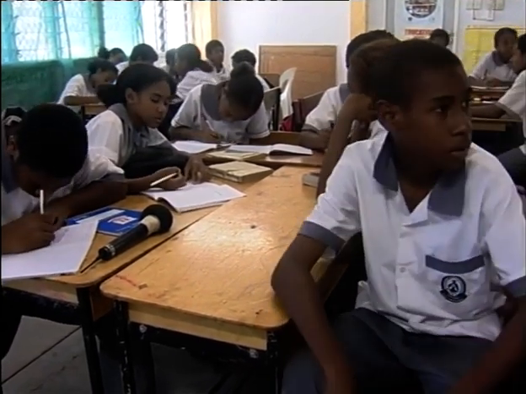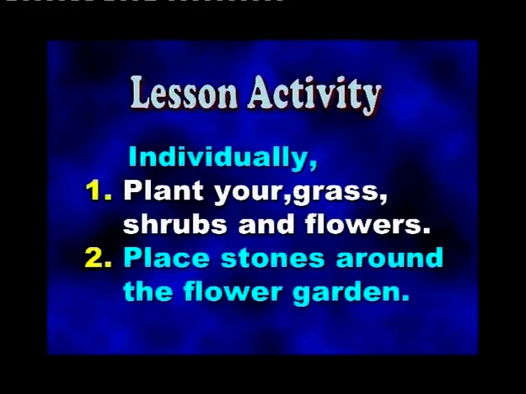Our lesson activity, Shane, read it quickly, please. Plenty of grass, shrubs, and flowers. That's activity 1. Activity 2, place stones around the flower garden. Okay, you all should know what to do. As I said earlier, we are continuing to plant grass. Our shrubs, a lot of you haven't brought yours, and if you have brought them now, you should be planting them. Also, flowering plants too.